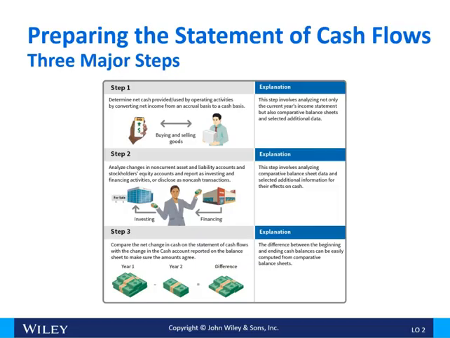And then finally, we compare the net change in cash on the statement of cash flows. So after we do the 3 sections, we add that up. It says the cash change for the period. We add it to our beginning balance, and that should be the same as the ending. So our cash flow statement should equal the difference in cash between the 2 balance sheet dates.